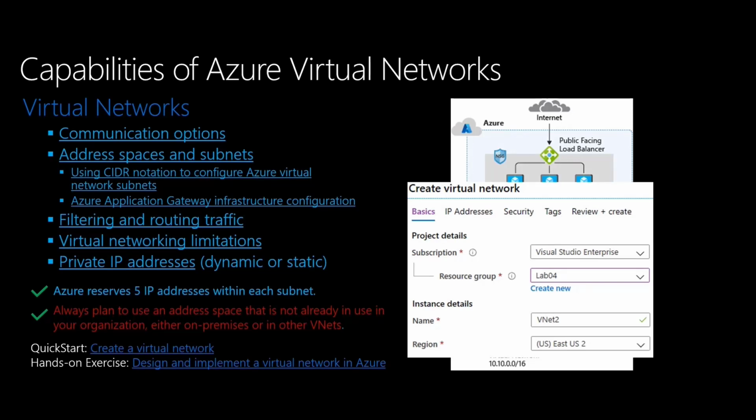Capabilities of Azure Virtual Networks. Azure Virtual Networks enable Azure resources to communicate with each other. They allow them to connect out to the internet and also to communicate with your on-premises networks. A couple of things that you have to think about when you're designing virtual networks in Azure. First of all, you have to think about the address space.